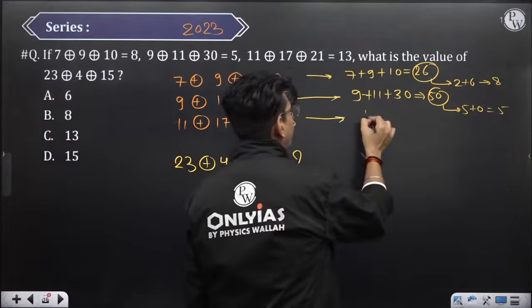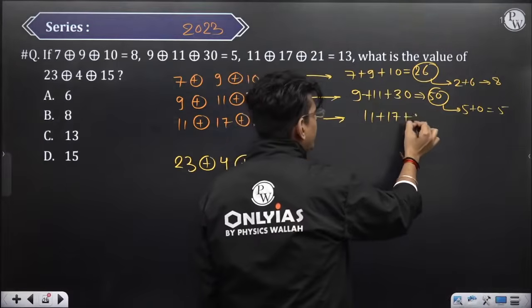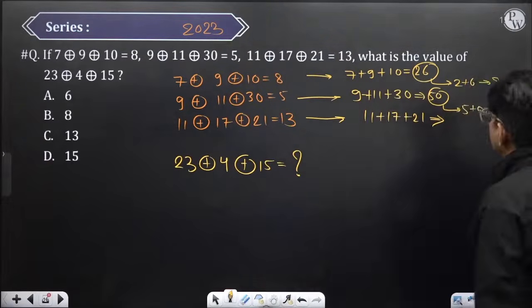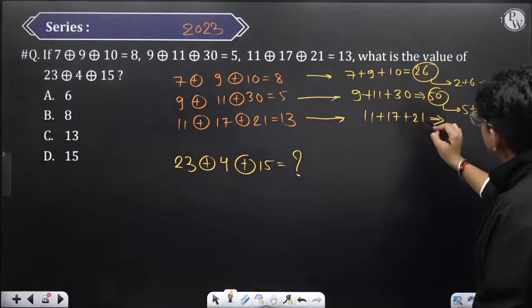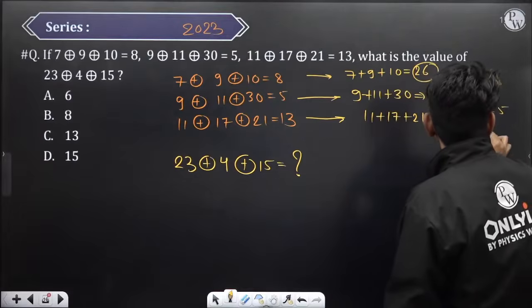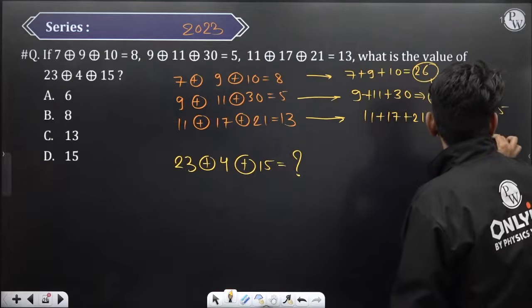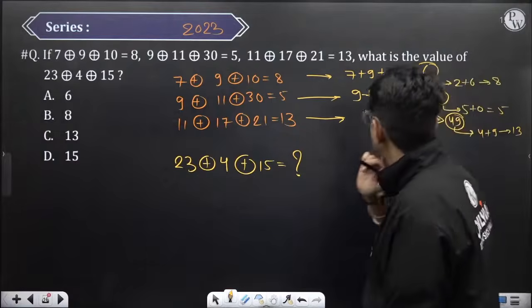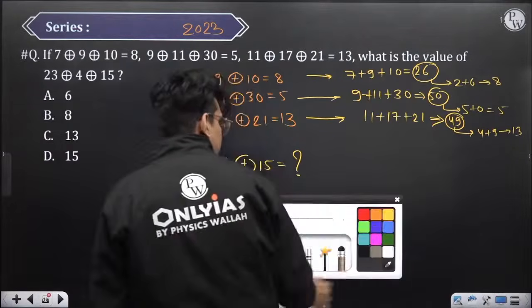Here 11 plus 17 plus 21 is how much? 10, 20, 30, 40, 47, 48, 49. 49. The sum of the digits of 49 is 4 plus 9, which is 13. The first sum of digits, right? Similarly, we can do for this.